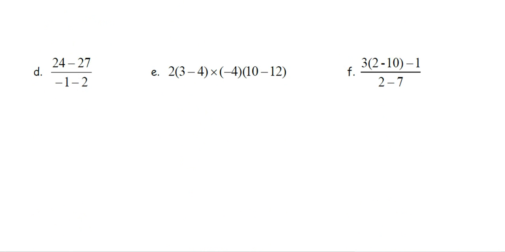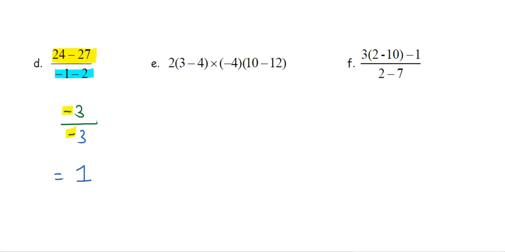Once again, let's just evaluate the numerator and the denominator separately, and then we'll evaluate the final answer from there on. 24 minus 27, that's going to be a negative 3. Divided by, well, what's negative 1 minus 2? That's going to be negative 3. Negative 3 divided by negative 3 will give you the final answer of just positive 1. The answer is positive because you have two negative signs, and when you have two negative signs, your final answer will be positive.